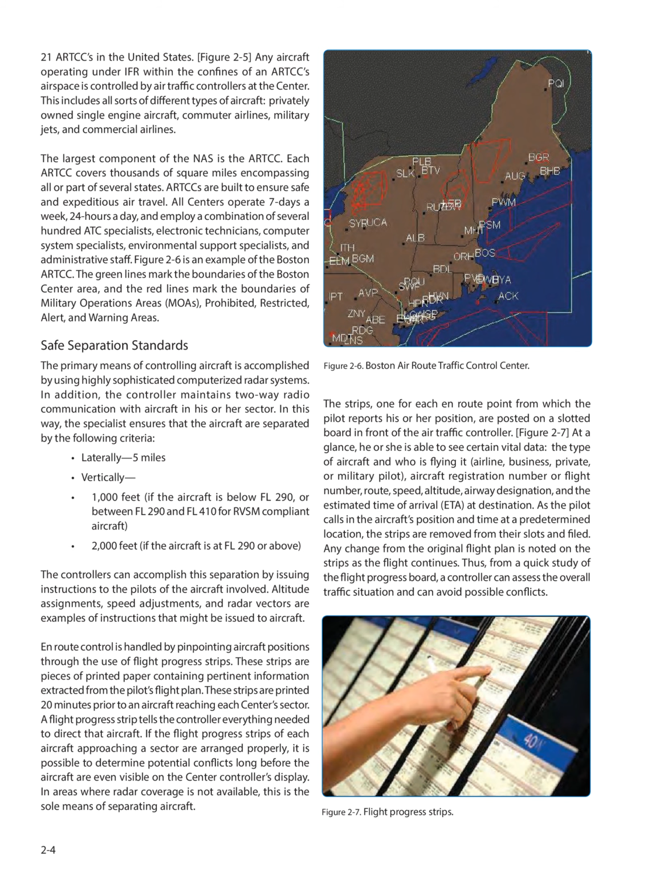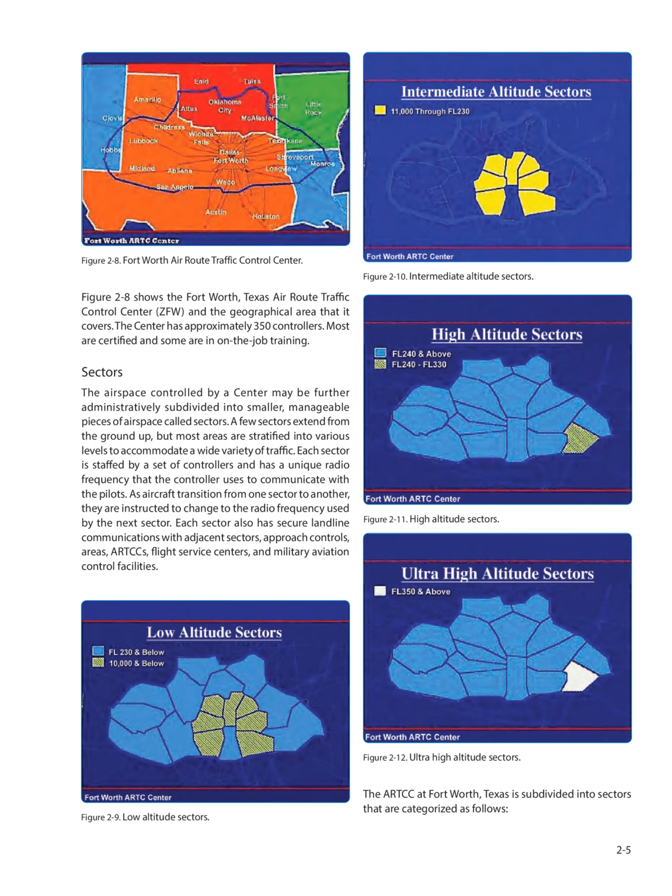As the pilot calls in the aircraft's position and time at a predetermined location, the strips are removed from their slots and filed. Any change from the original flight plan is noted on the strips as the flight continues. Thus, from a quick study of the flight progress board, a controller can assess the overall traffic situation and can avoid possible conflicts.